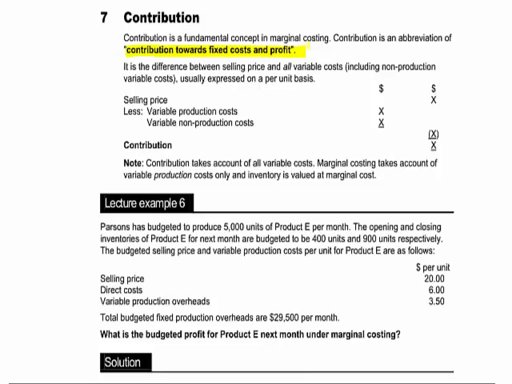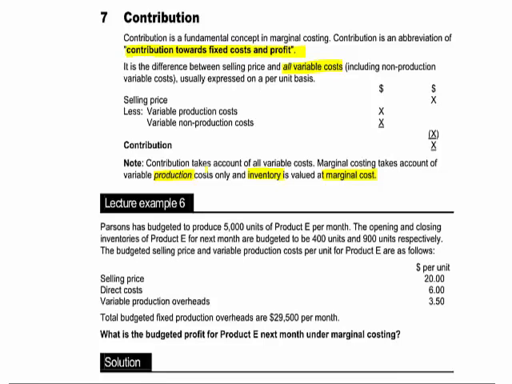So the definition of contribution then is selling price less all of your variable costs. And that includes non-production variable costs, for example, in selling and distribution expenses. It only takes account then of variable costs. An important technicality then is that inventory is valued at the marginal cost of production, whereas contribution also takes into consideration any selling costs.